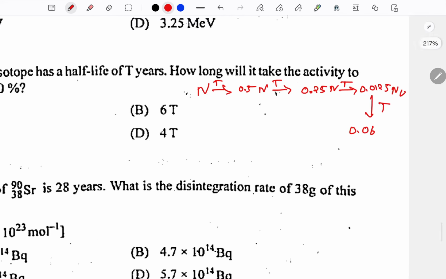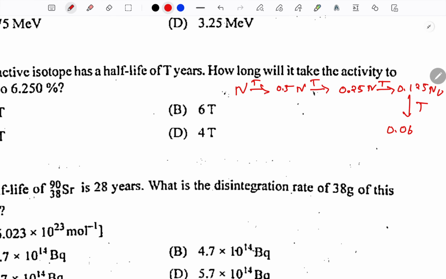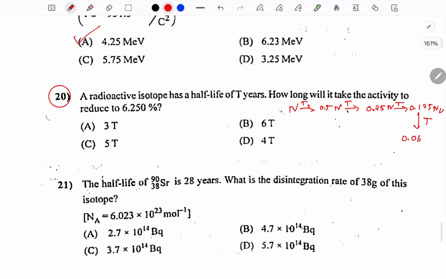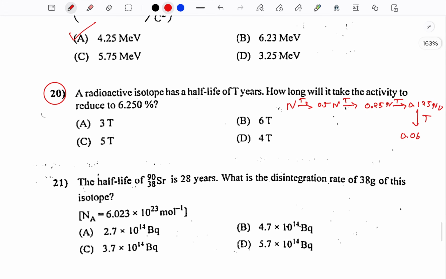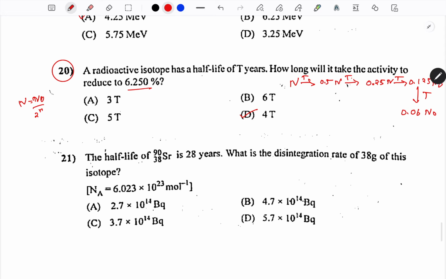Here, one second, I made a mistake. 0.1, 0.06, okay, times n0. So it will take a total of 1, 2, 3 and 4 T times. And if you see by formula, it will be n is equal to n0 upon 2 raised to n, where n is the time taken to reduce.